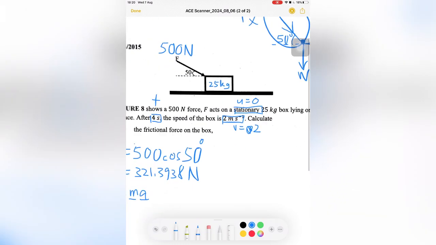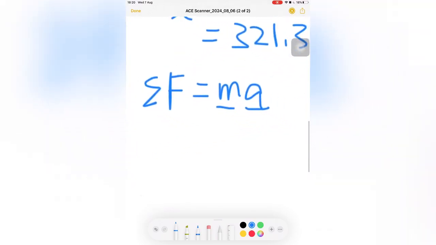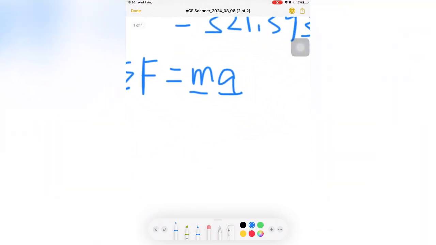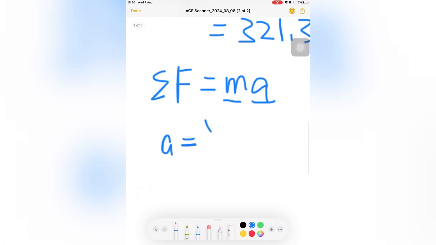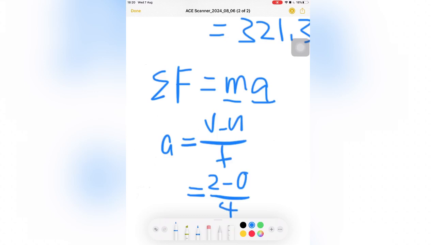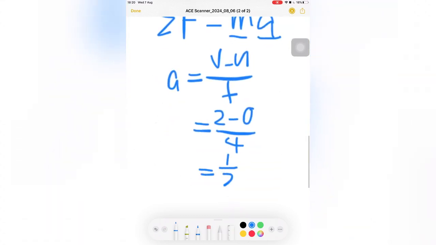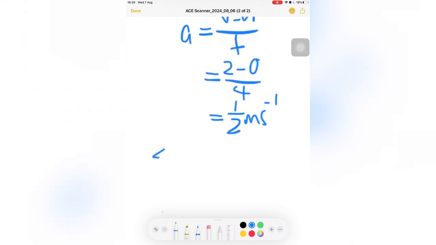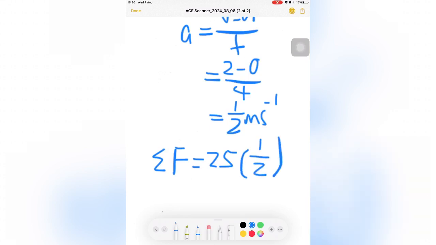We now have u, v, and t. So we can find the acceleration, because acceleration equals v minus u over t. v is 2, u is 0, and t is 4. So a equals 1 over 2 m/s². Let's find the sum of force. So the mass is 25 kg, acceleration is 1 over 2. So the force is 12.5 Newton.